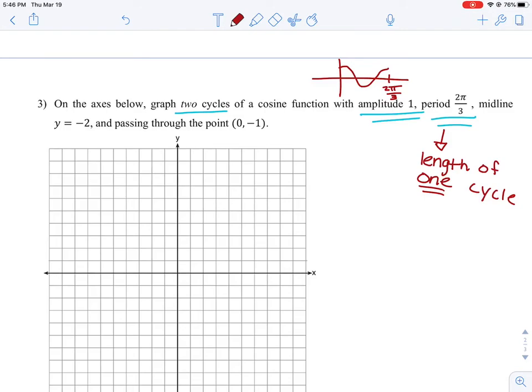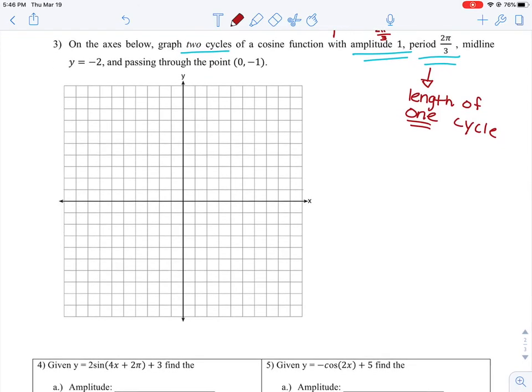My midline is y equals -2. So I'm going to start setting up my axes, and I'm going to make my midline. I'm going to count each box as just 1. Let's say this is -2. And let's start by just putting that midline there, which a lot of you guys did first, and that looks great. Okay, they also tell me that it needs to pass through this point 0, -1, which is right here. So I know that has to be a point.